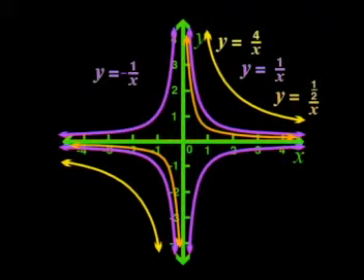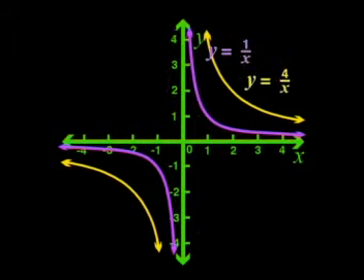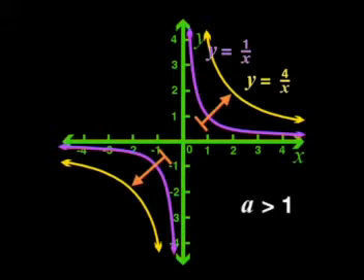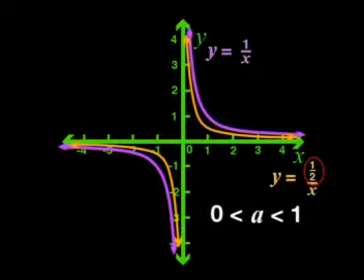Well done. Let's put all the things we have found so far together. We have compared the parent graph y equals 1 over x with 3 other graphs that had a equal to 4, a equal to a half, and a equal to -1. We found that if a is bigger than 1, the new graph is pulled away from the x and y axes. And if a is smaller than 1, but bigger than 0, the new graph lies closer to the axes than the parent graph.